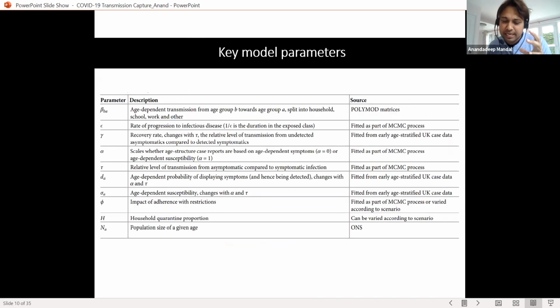Also, the transmission rate of a detectable person, that means I'm infected and I've also been detected as infected, that means I'm symptomatic. So the transmission rate of a symptomatic person is also different from the transmission rate of a non-symptomatic person. So we will see the impact of adherence to restrictions.